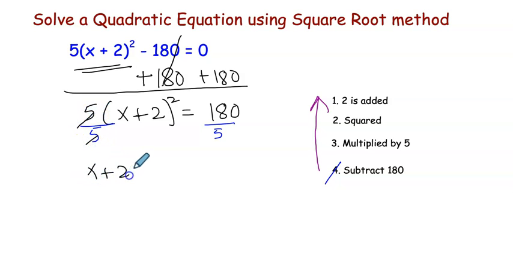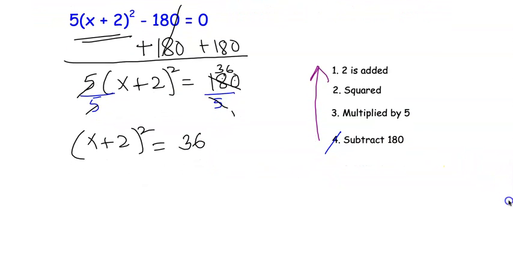(x plus 2) whole squared is equal to, here how many times? 180 divided by 5. Cancels 1 term here, 5 times 3, 15, 30 means 5 times 6, 36. So 180 divided by 5 is 36. That's what I meant to say. So you are here now. Multiplication, opposite, division is done.